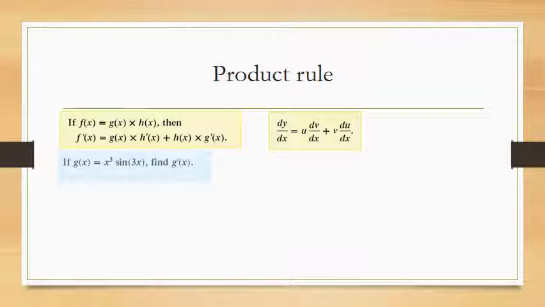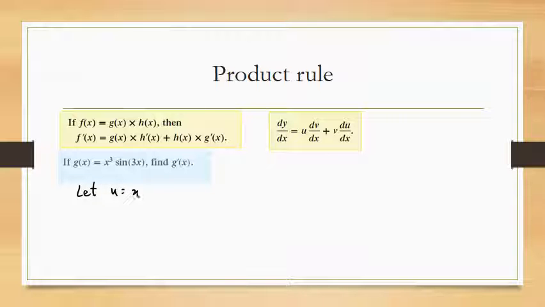This one's written in reverse, and this one isn't. I'll just show you what it is. It's pretty simple. So if g of x is equal to x cubed times sine 3x, find g dash of x. So I'm going to use the one on the right.